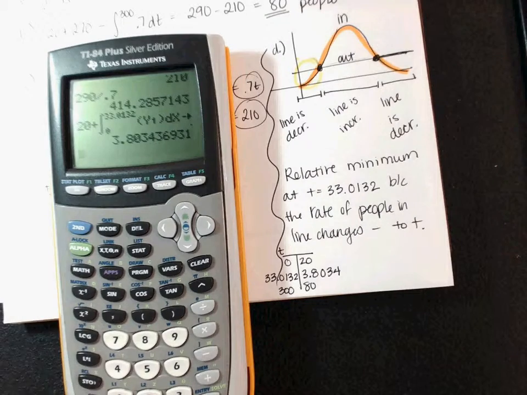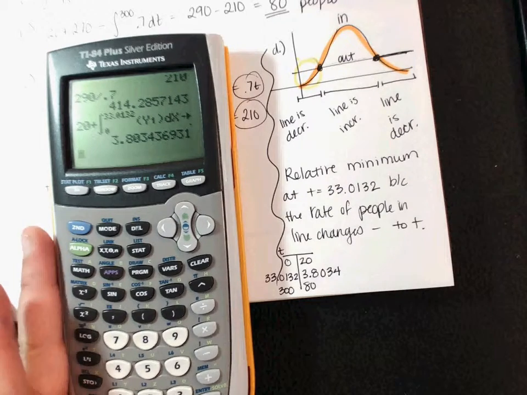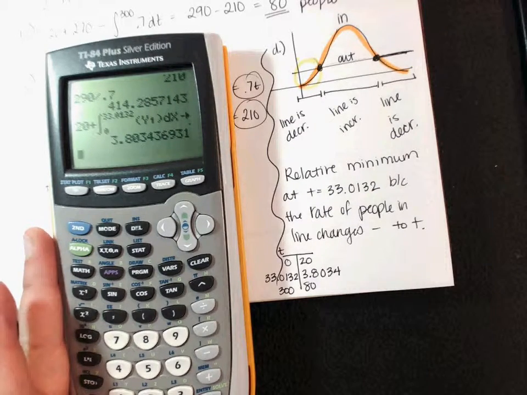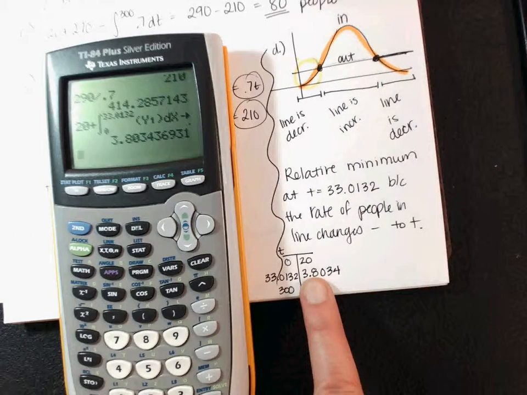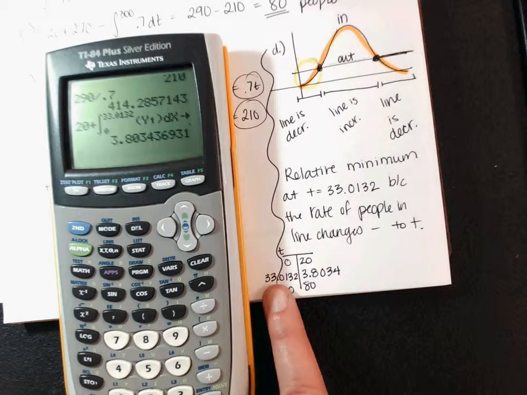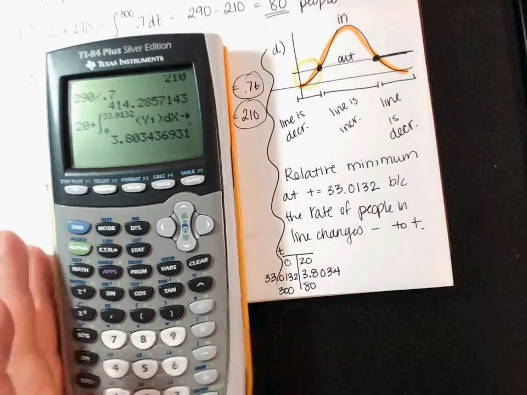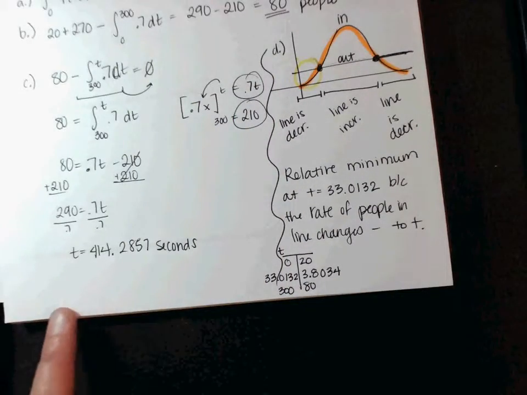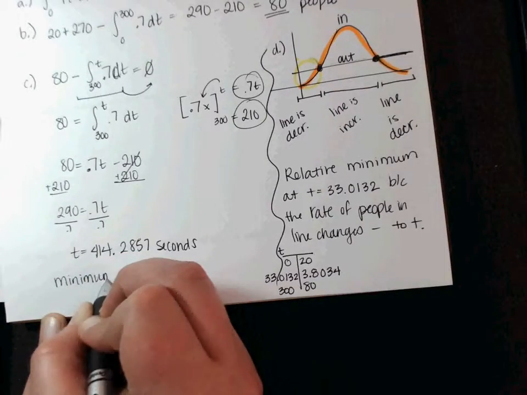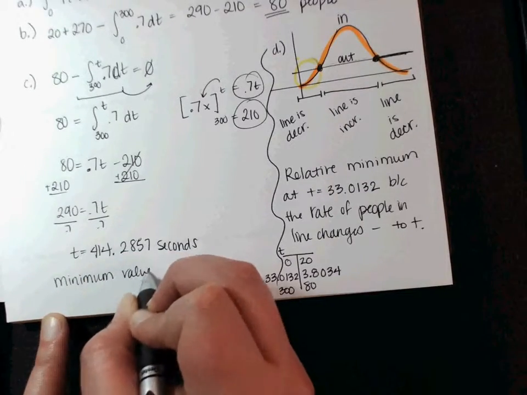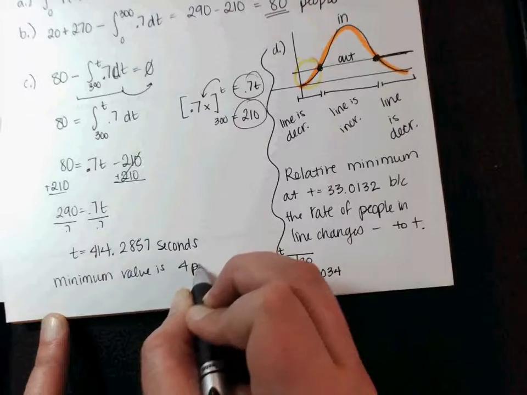Now, what is my minimum value now that I have my 3 candidates? The minimum is 4 people at 33. Yeah? Okay? So I'm going to write that just over here. So the minimum value is 4 people.